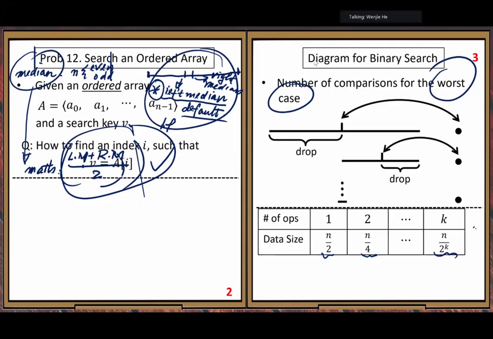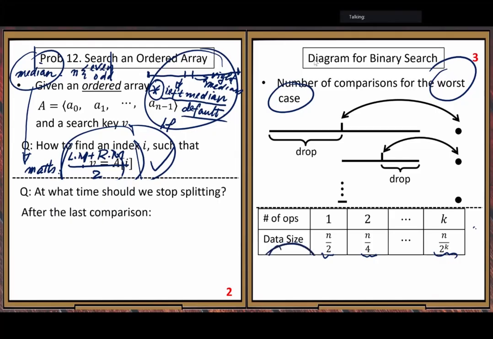That's the important point for our worst case, because that K corresponds to the worst case. All right. So here we need to find some criteria.